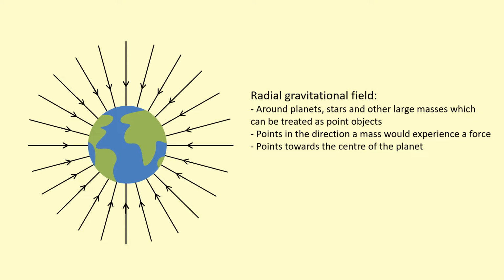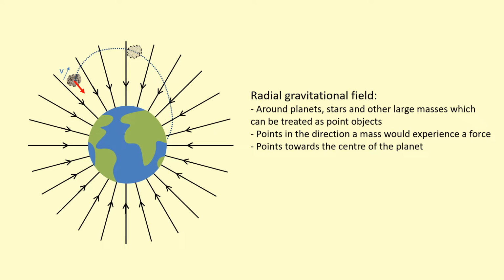And it points in the direction a mass would experience a force. It points toward the center of the planet. So in this case, if I put a mass there, it would experience a force toward the center like that. Now, just because it experiences a force in that direction doesn't mean it will necessarily move in that direction. It would accelerate in that direction, but if it has a velocity in some other direction already, then it might follow that path while accelerating toward the center. So, for example, a path like this.